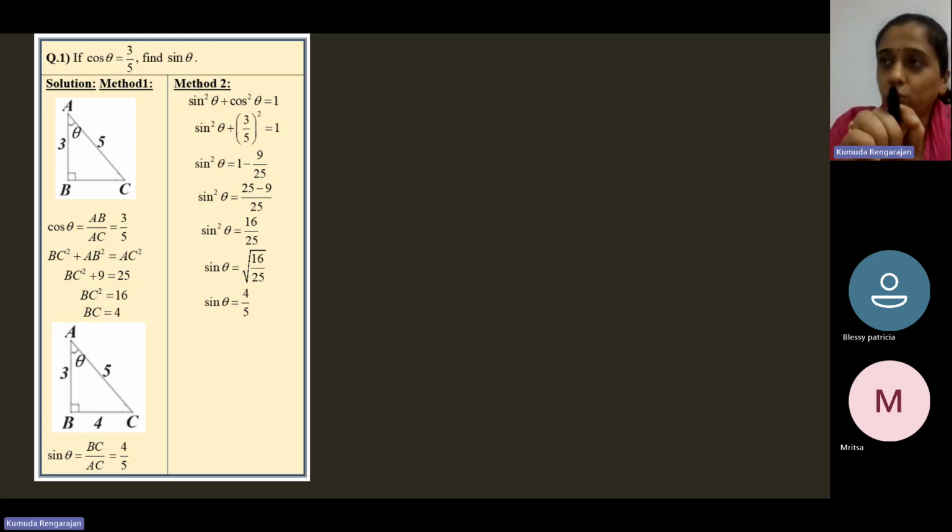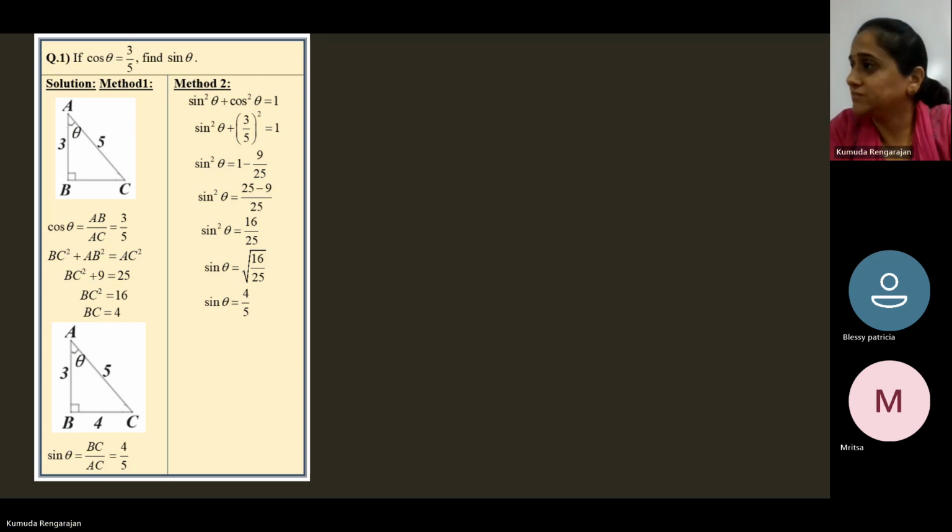So we are given the value of this trigonometric ratio cos theta. The value of the trigonometric ratio cos theta is given to you, 3/5. With the help of this information, you need to find the value of the trigonometric ratio sin theta. Given the value of the T ratio, T ratio meaning trigonometric ratio, cos theta, you need to find the value of the T ratio sin theta. You can do this in more than one way.